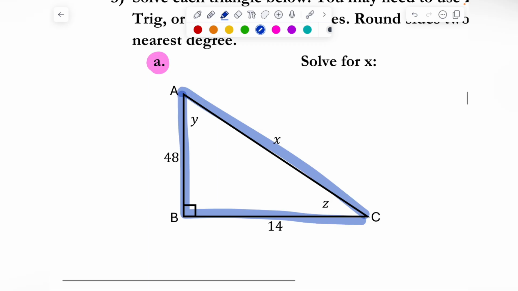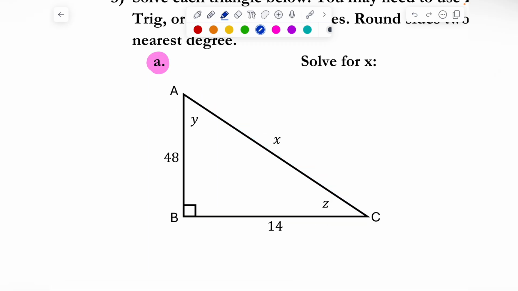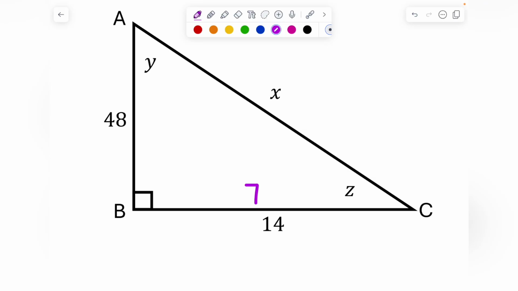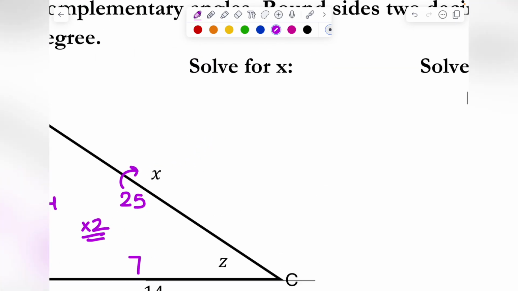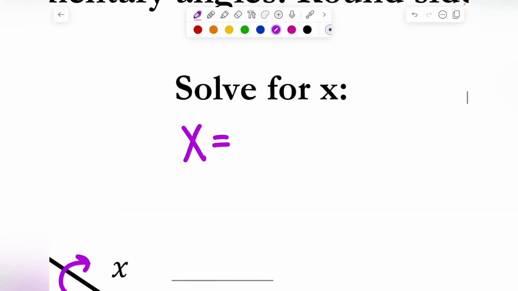If I know 2 out of 3 sides in a right triangle, I can always use Pythagorean theorem. You might even recognize that this is a triple. This is a 7, 24, 25 times 2. 7 times 2 is 14. 24 times 2 is 28. So 25 times 2 is my answer for X, which is 50.